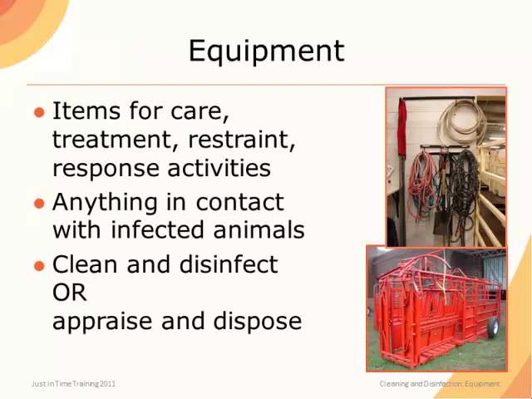Equipment used for an animal disease response site can serve to transfer microorganisms to other locations and to susceptible animals. This may include any number of items used for the care, treatment, restraint, or euthanasia of animals, any necropsy or sample collection equipment, or any other items that have had contact with infected animals. All of these items will require C&D before being removed from the infected premises. Many of these items will be difficult to clean. If items cannot be adequately cleaned and disinfected, they should be appraised and disposed of by appropriate means.